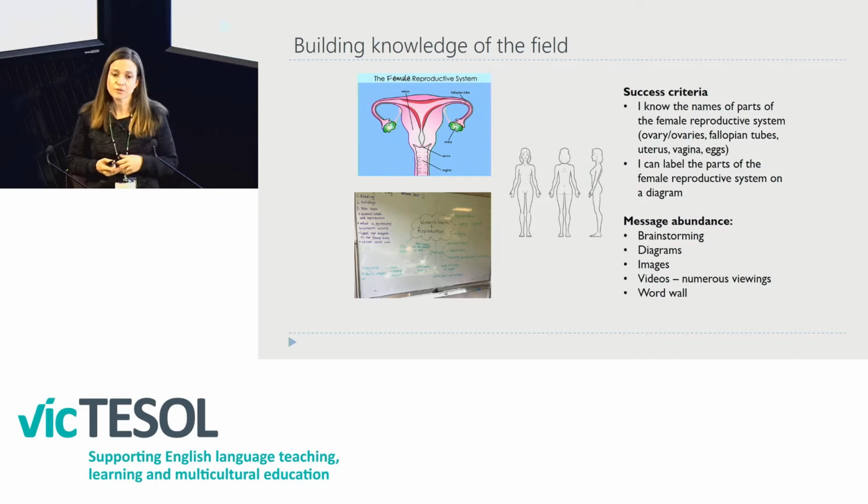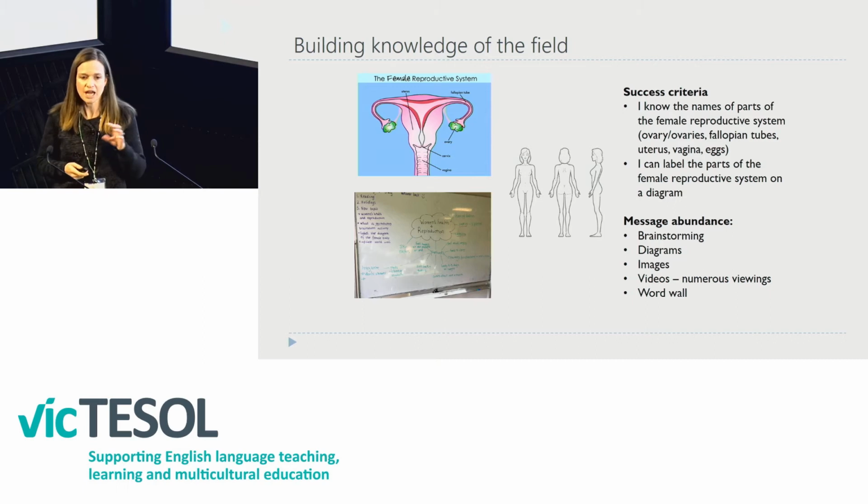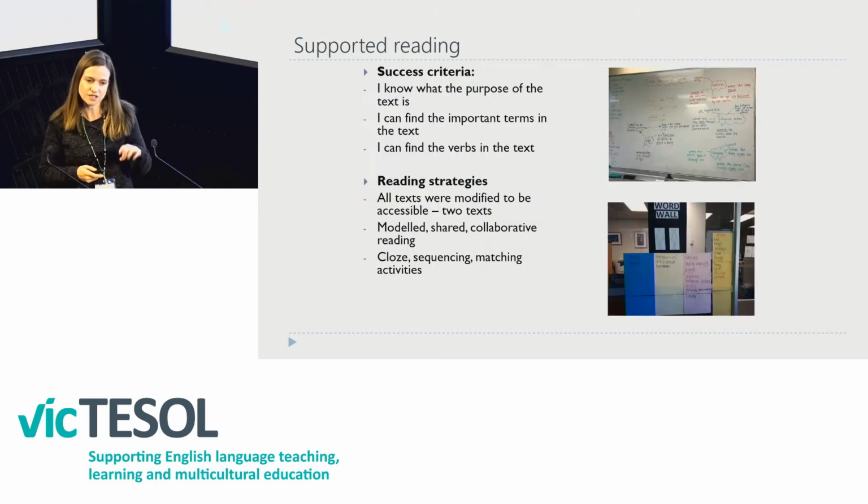Some examples of the success criteria when we're just building knowledge of the field, just two examples, are: I know the names of parts of the female reproductive system, and I can label the parts of the female reproductive system on a diagram. Using these really explicit success criteria has been terrific for them. They have a real sense of achievement: oh, I know this and I know that. So it has been really valuable to incorporate that at lots of different layers.